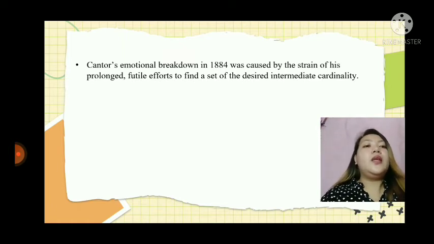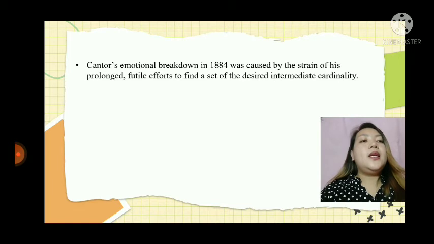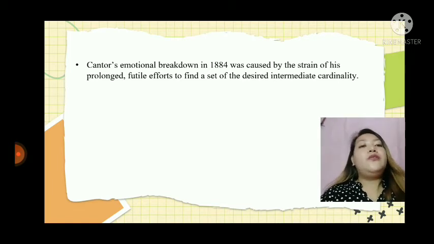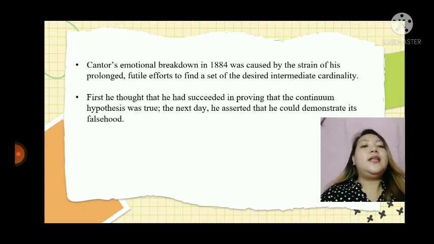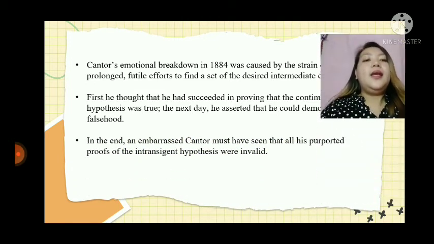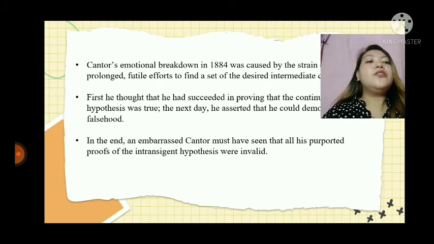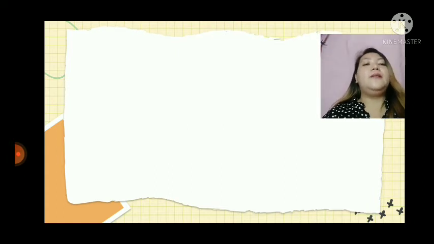Cantor's emotional breakdown in 1884 was caused by the strain of his prolonged, futile effort to find a set of intermediate cardinality. First, he thought that he had succeeded in proving the continuum hypothesis was true. The next day, he asserted that he could demonstrate its falsehood. In the end, an embarrassed Cantor must have seen that all his purported proofs of this intransigent hypothesis were invalid.